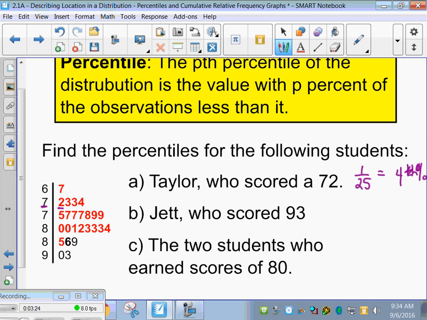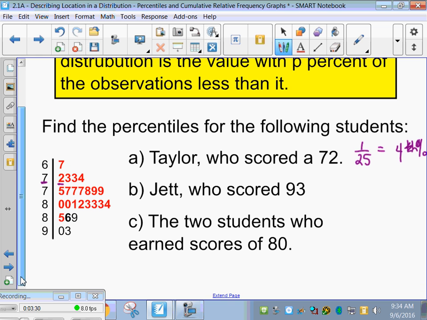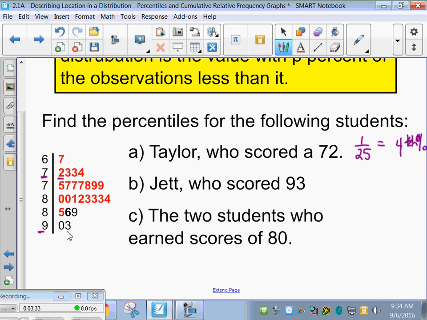All right, Jet, who scored 93. Way to go. Now, just because Jet is right here at the top of the class in this example, does that mean 100%? Nope. How many people are below him? 24. So we have to calculate it as 24 out of 25. So he really only scores at the 96th percentile, because that's how many are below.